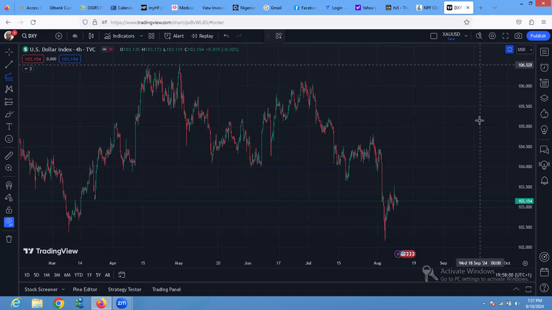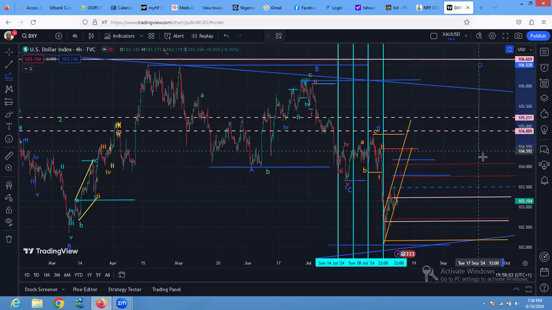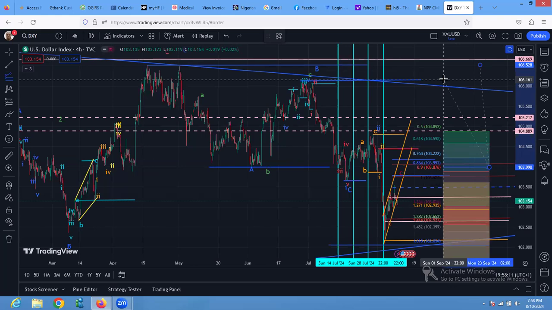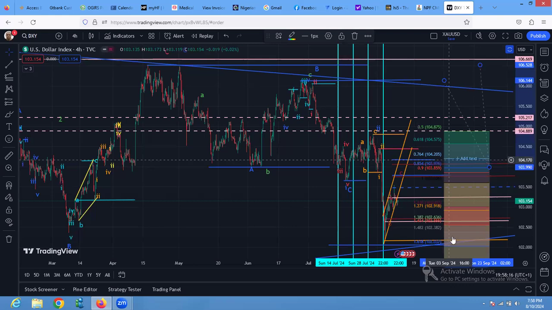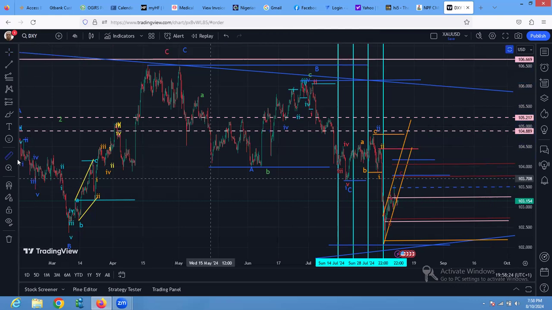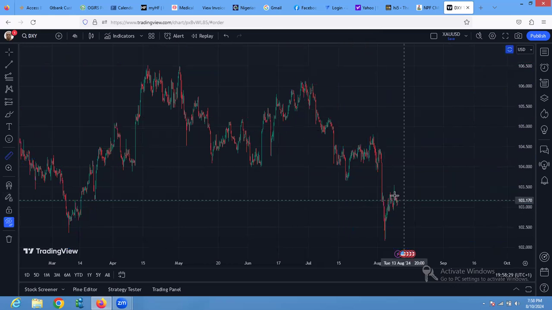So let's see. This is 161.8. It's almost getting to or violating 161.8. It's not 161.8 yet. But again, the correction that we are getting here, it's evident that we are going to have a break to the downside if things work as expected.